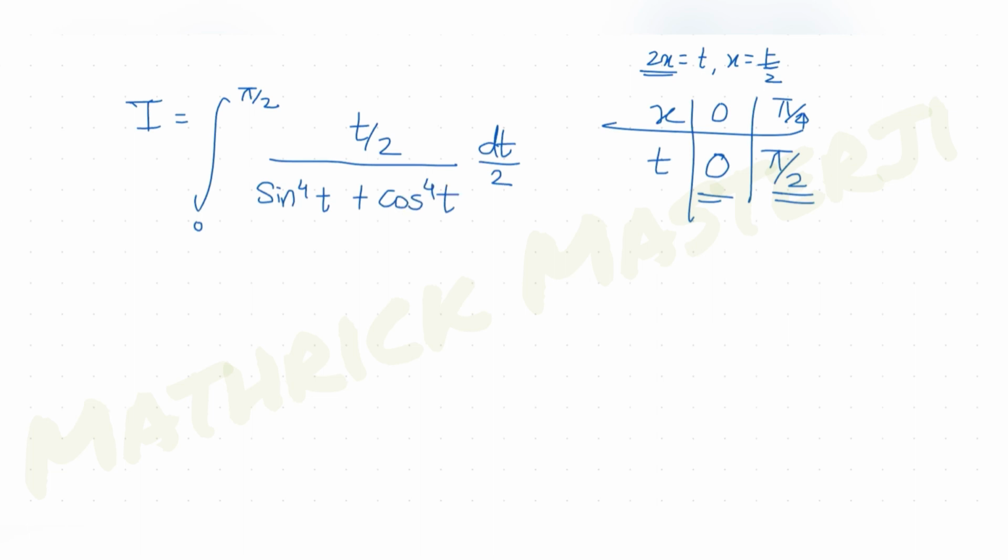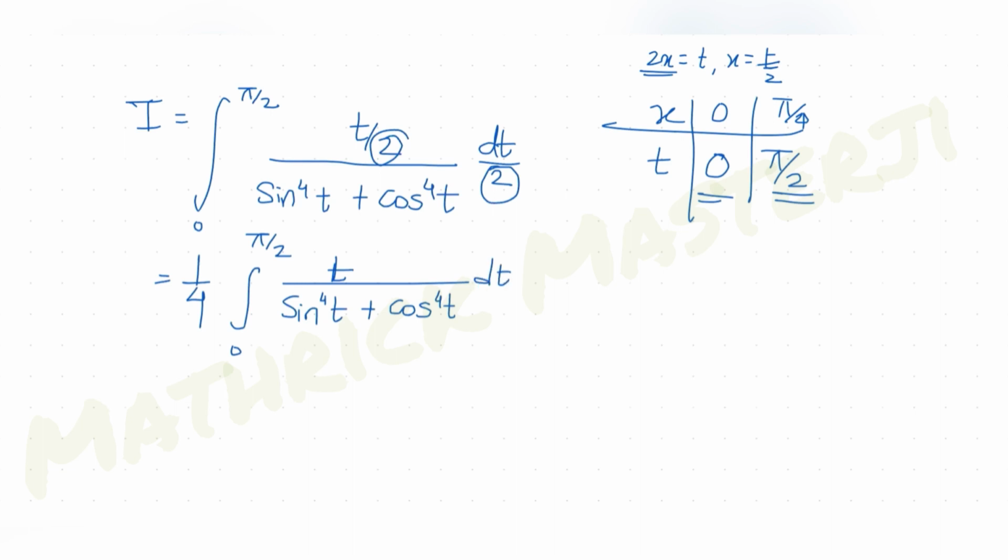Now, if I further solve this, the 2 and this 2 in the denominator come out and become 1 over 4, integral from 0 to pi over 2 of t divided by sine raised to 4t plus cos raised to 4t dt. So we have this entire expression. Now I can use the property of definite integrals, which says the integral from a to b of f of x dx is equal to the same integral from a to b of f of a plus b minus x dx. So that is the whole idea.